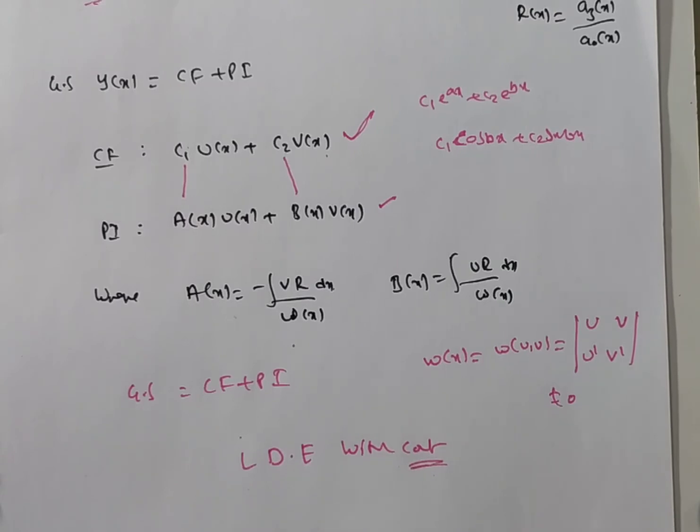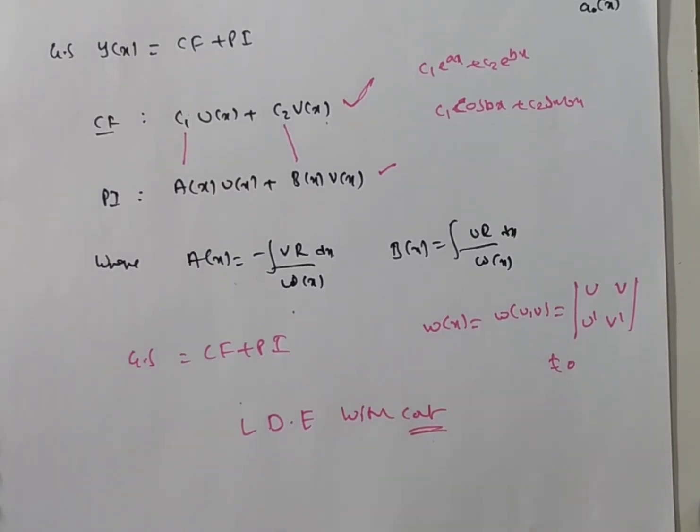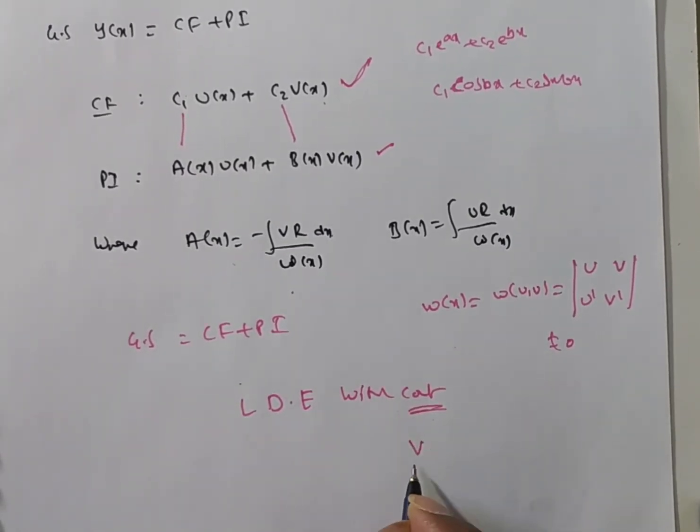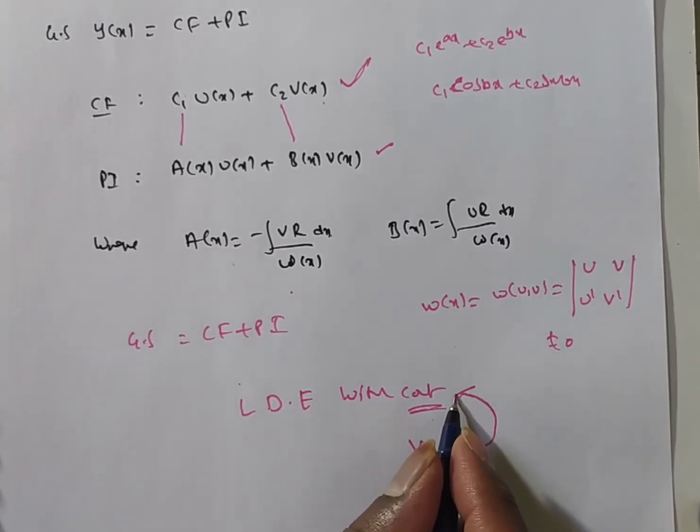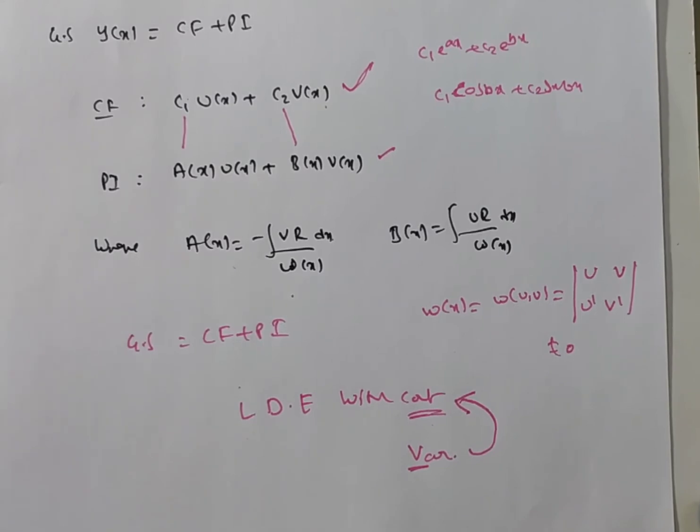Constant coefficients only, not for variable coefficients. Friends, if it is a variable coefficient, we cannot solve directly. Whenever variable coefficients are given, then we have to convert them into constant coefficients. What are the variable coefficient equations we have? We have two types of variable coefficient equations. One is Legendre polynomial equations, another one is Cauchy-Euler equations.